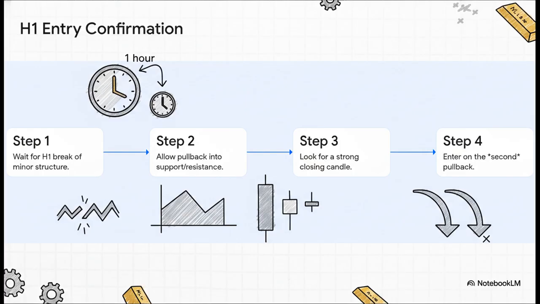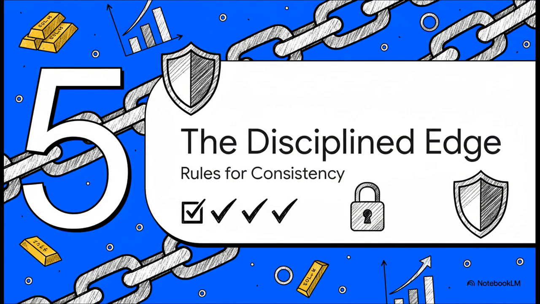Then you let it pull back to a key level. But here's the secret sauce. You wait for the second pullback. That first move is very often a fake out, so entering on the second one gives you a much higher probability entry. Look, a great system is completely useless if you don't have the discipline to follow it.